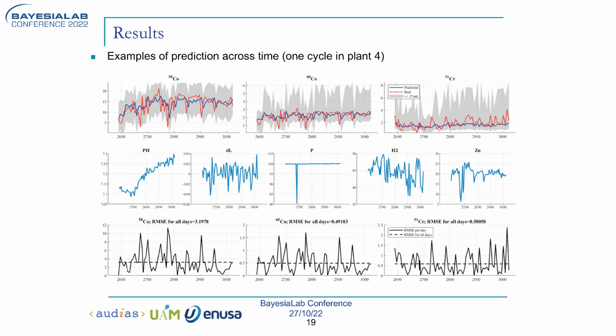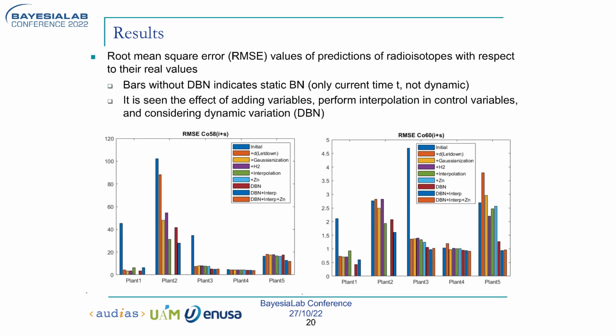Okay, here you have one measure of the prediction. The other measure will be the log likelihood in the Bayesian network, to see whether the fit of the model to this Gaussianized data is good enough. So these are values of a root mean square. And here we see the 5 plants for the cobalt 58 and the cobalt 60.